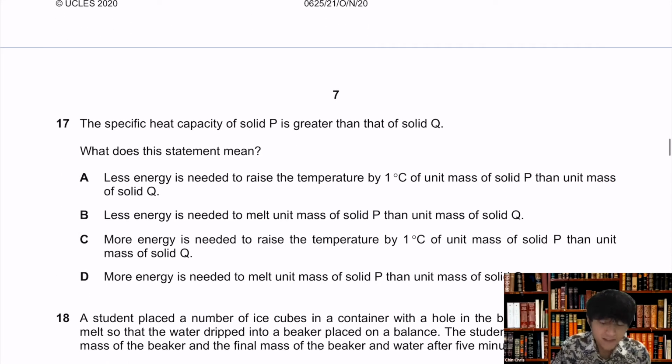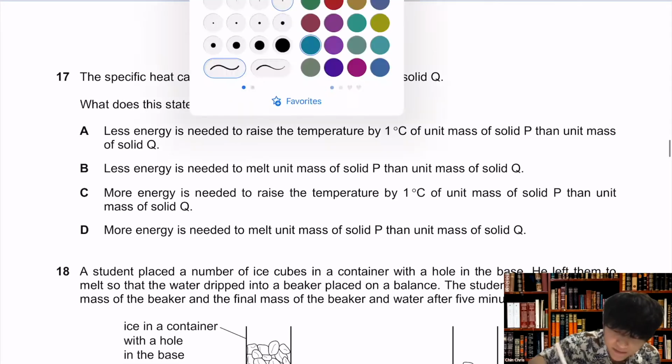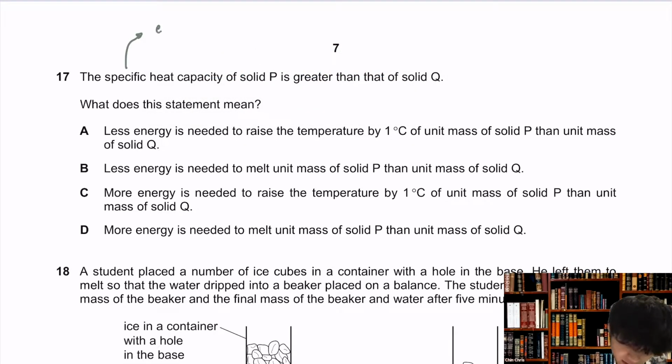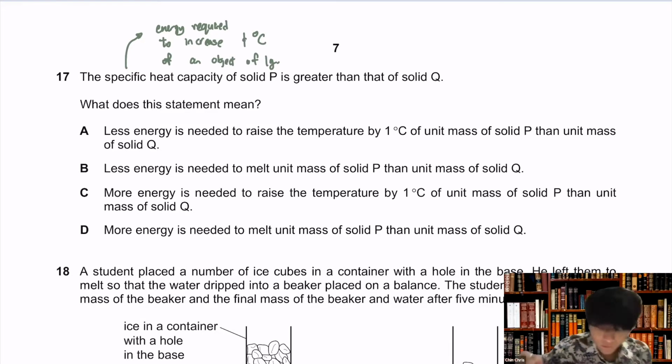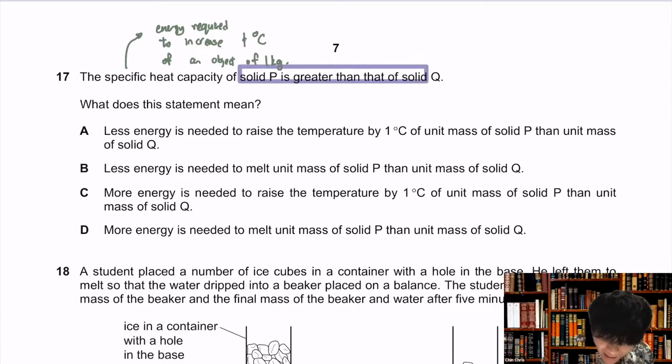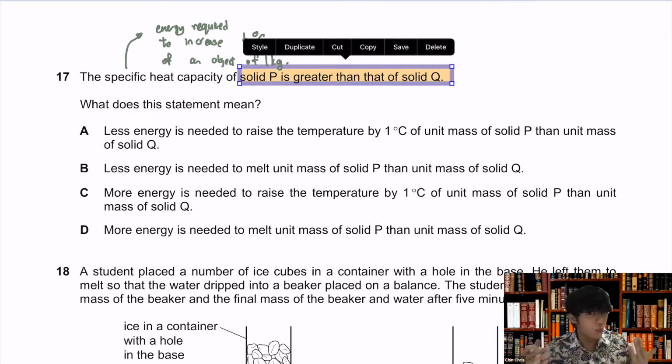17, specific heat capacity. What is specific heat capacity? Specific heat capacity is the energy required to increase the temperature of an object of 1 kg by 1 degree Celsius. Sorry, not 1 gram, but 1 kg. They say P is greater than Q. So P requires much more energy for the temperature to go up. So more energy is required, right?